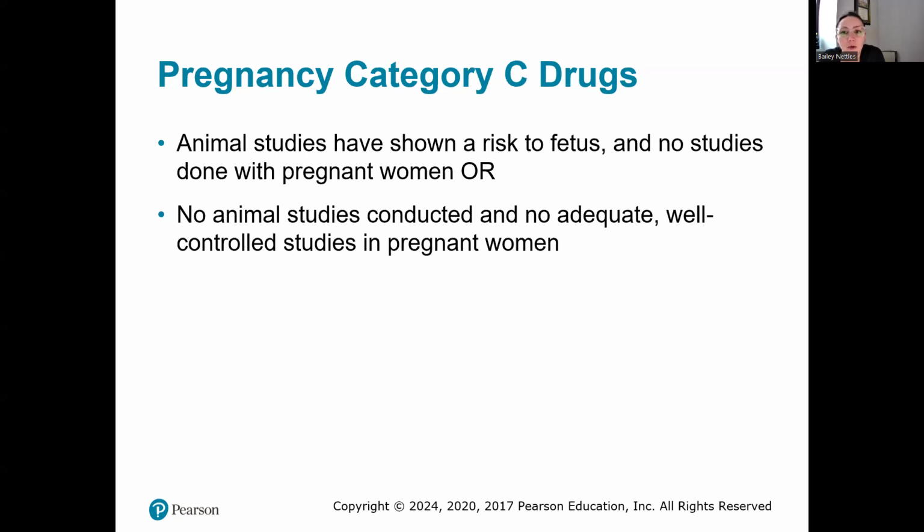C means that animal studies have shown a risk for the fetus, but no studies have been done on pregnant women, or there are no studies on animals or pregnant women, which means it may not be the safest to take, okay? So it's a little iffy. We don't really want C's.